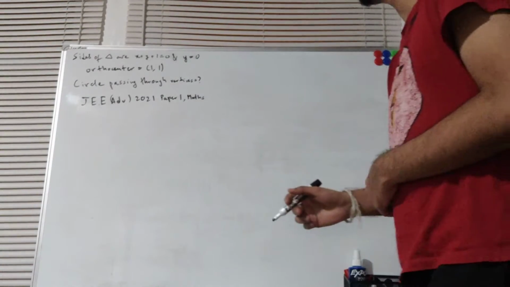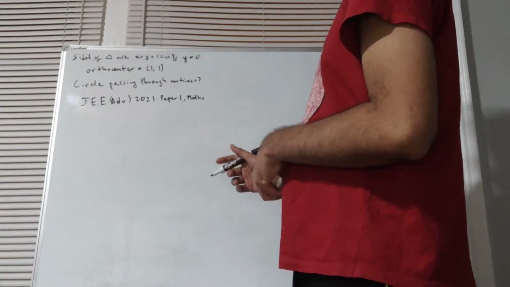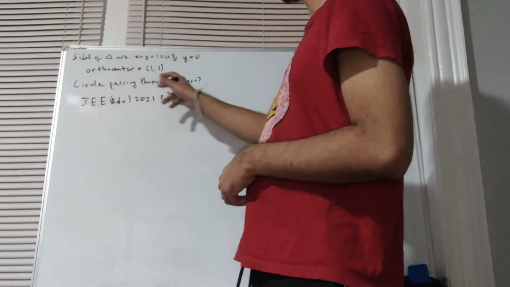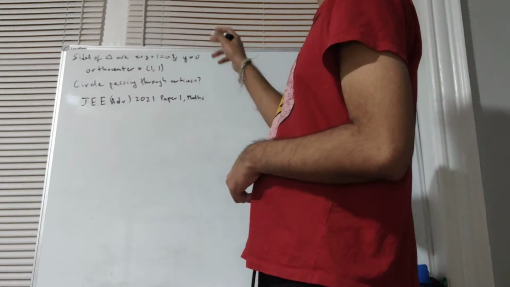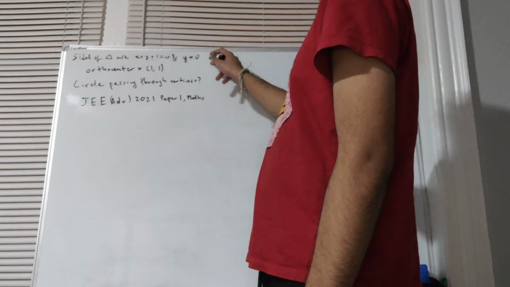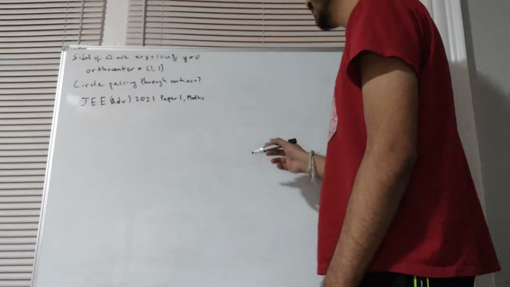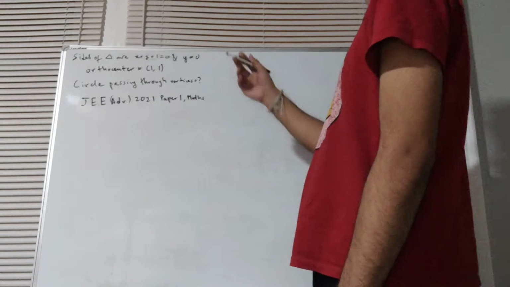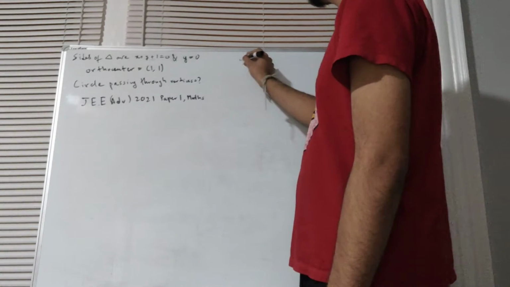Alright, so what we have to find out over here is the circle passing through the vertices of a triangle that has sides x plus y plus 1 equals 0 and y equal to 0. So first let's find out what the vertices are.